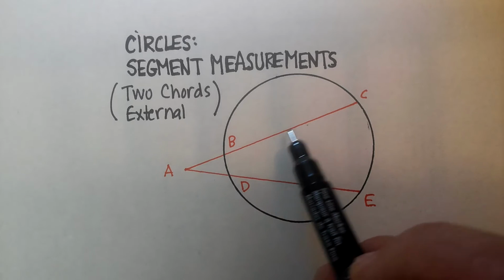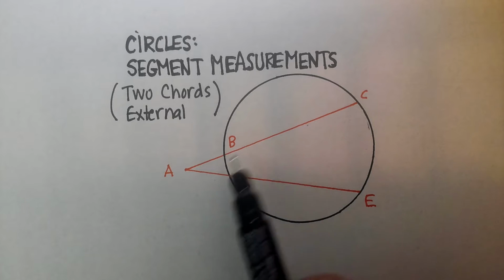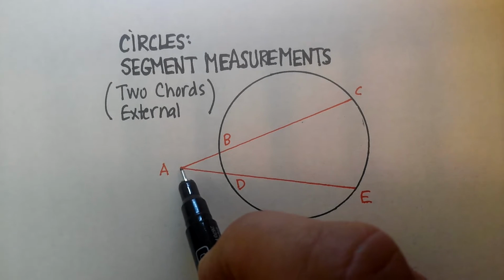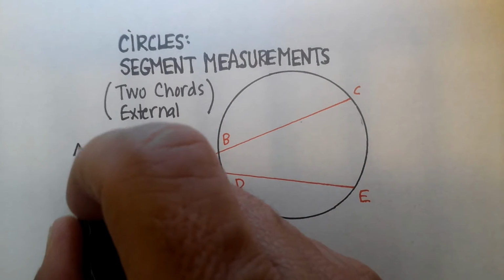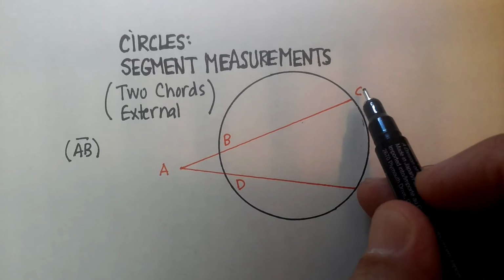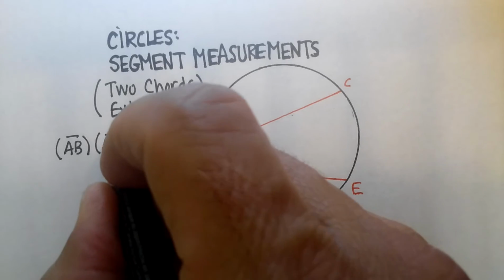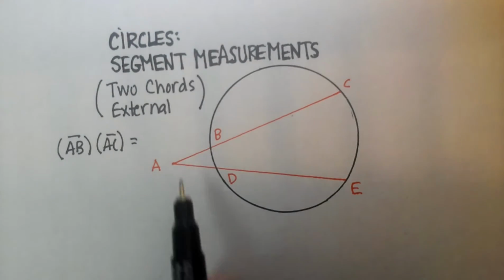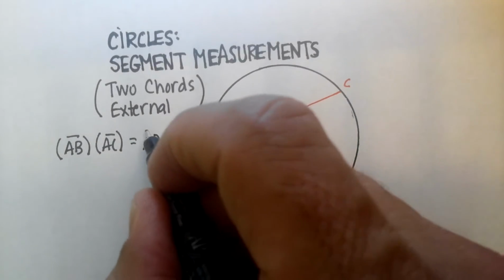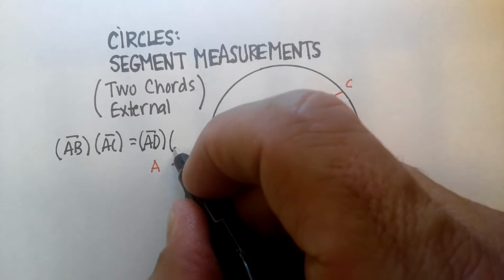If you wanted to find the measurement of this particular chord or any of these segments in those chords, basically you would say that the segment AB times the segment AC, okay, so the whole chord, will be equal to the segment AD times the whole segment AE, okay?